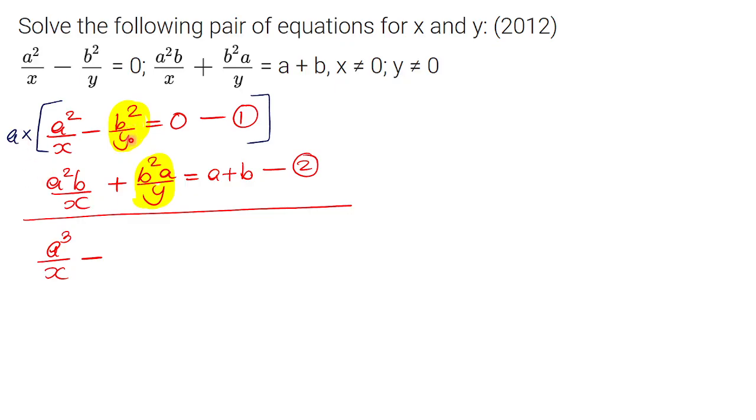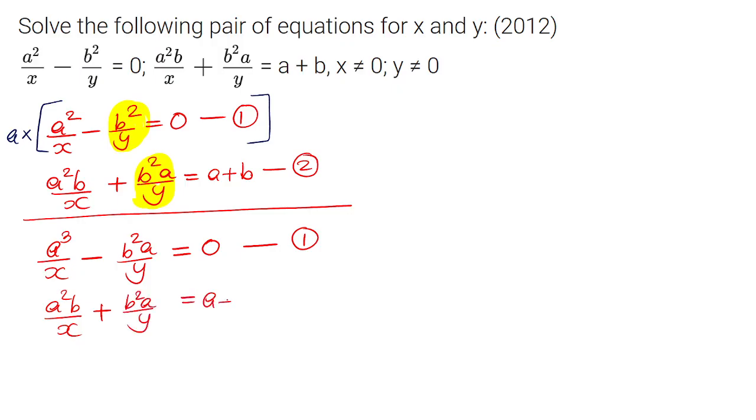A into minus b square by y is minus b square a by y. Right side, a into 0 is 0. Equation 1 is just modified. The second equation is a square by b by x plus b square a by y equal to a plus b. Equation number 2.